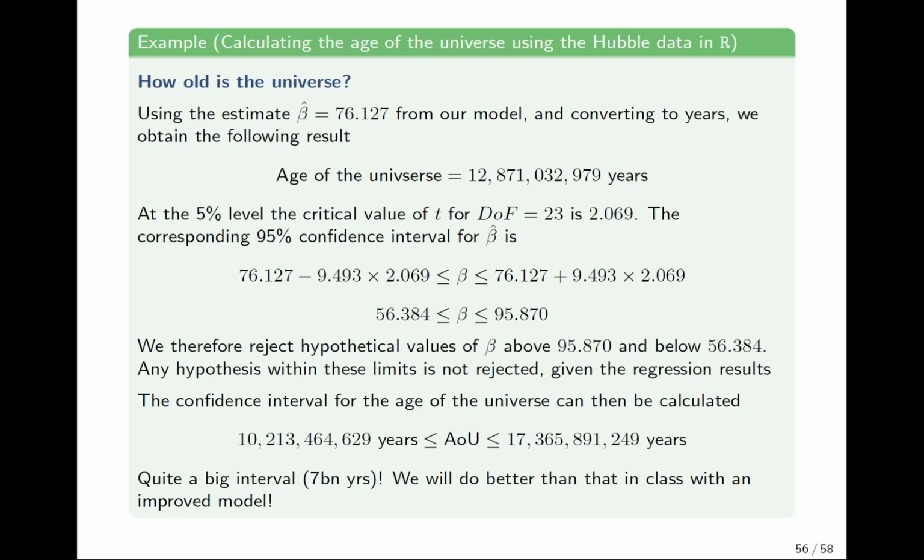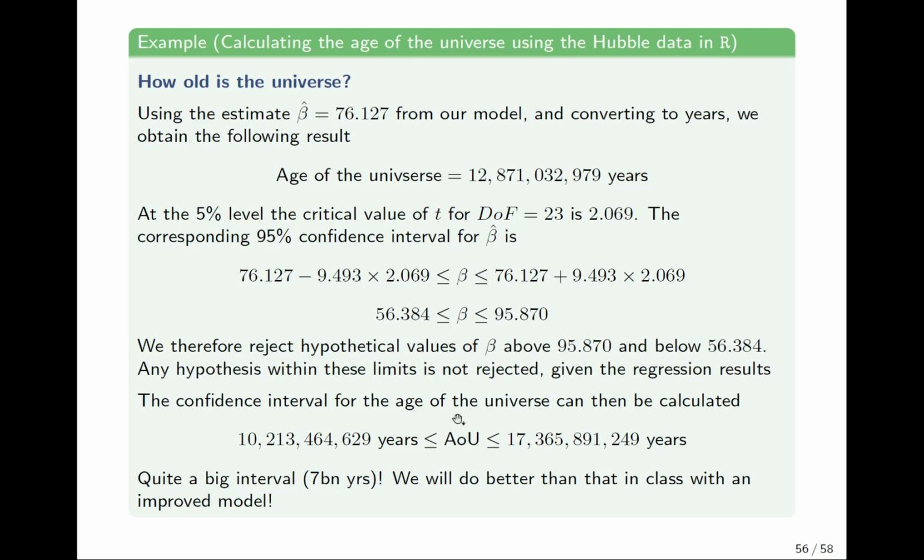At the 5% level, the critical value of t for degrees of freedom 23 is 2.069, and the corresponding 95% confidence interval can therefore be calculated by the estimate plus or minus the standard error times the critical value of t. This gives us these values here. It allows us to reject hypothetical values of beta above 95.87 and below 56.384, but any hypothesis within these limits is not rejected given the regression results.